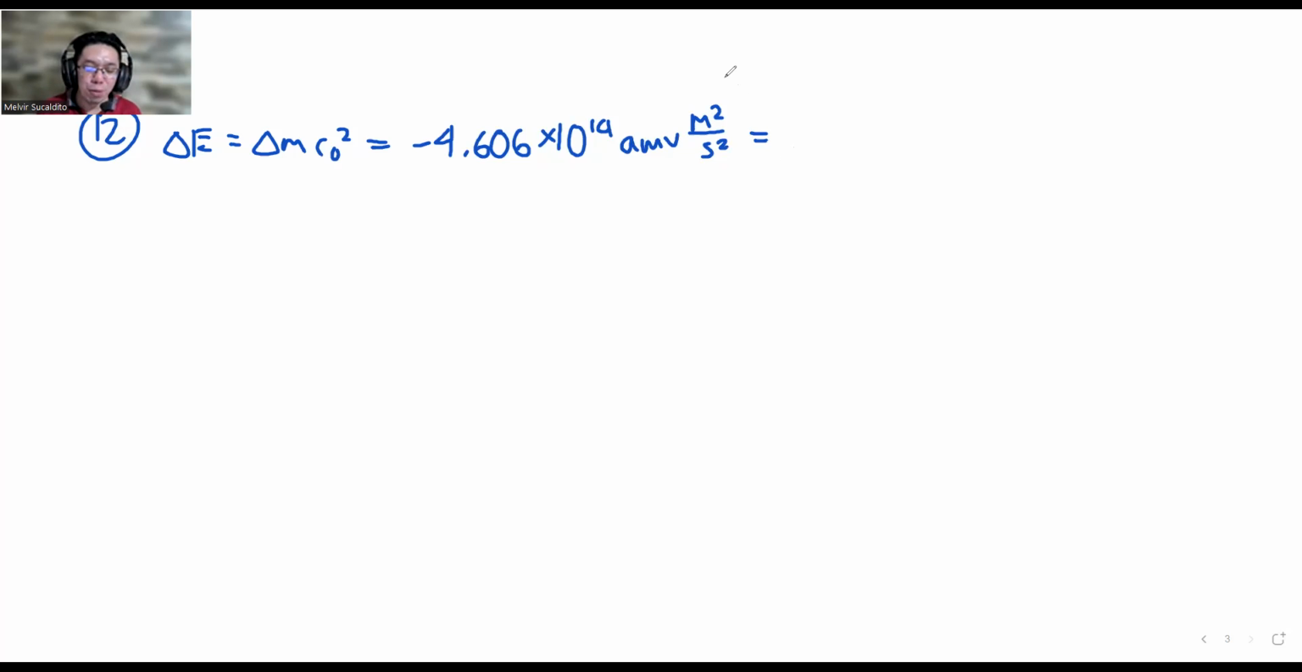Anyway, calculate first. That will only give you joules. Please take note that 1 kilogram is equal to 6.022 times 10 to the 26 negative 3 kg. Negative 13. So I'll double-check if your answer is correct.